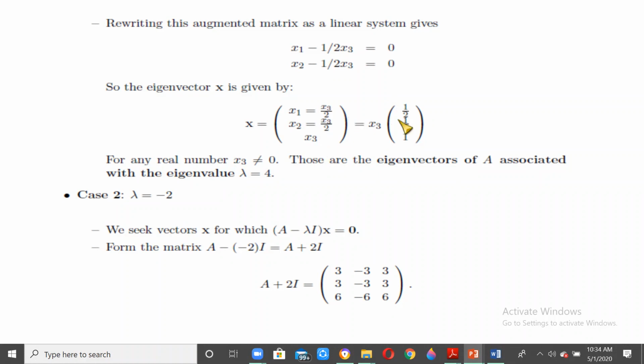So if you take out X3 comma, it will be half, half, and 1. So thus we'll get the value of the eigenvector X corresponding to lambda equal to 4. Then we go for lambda equal to minus 2, and for that we'll have to write A plus 2I. Lambda equal to minus 2 will give A plus 2I for A minus lambda I, and that we can try to again find out over here.